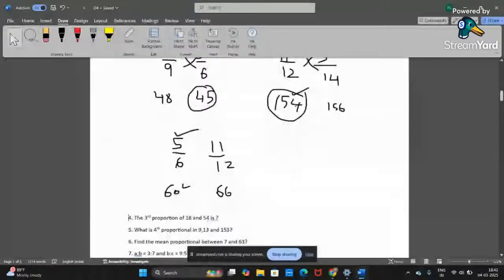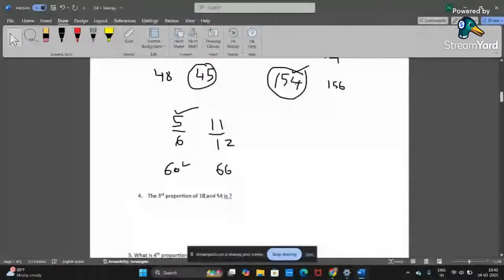Now, in this, we need to find the third proportion. This one is the first one, this one is the second one. We need to find the third one. Let's consider this as A and this as B. We need to find C. So what we have to do?